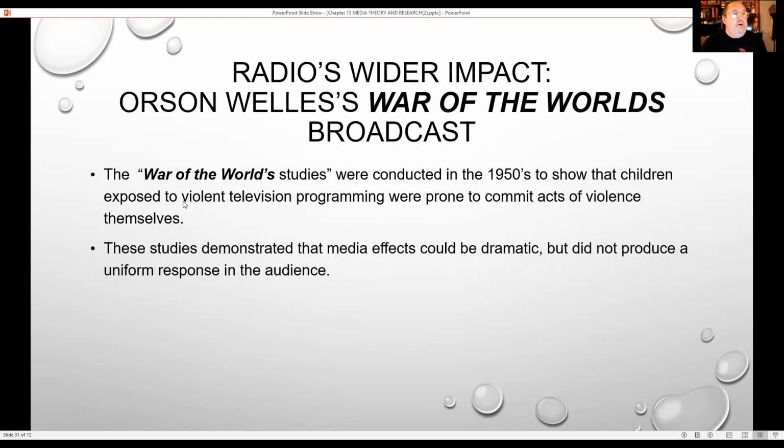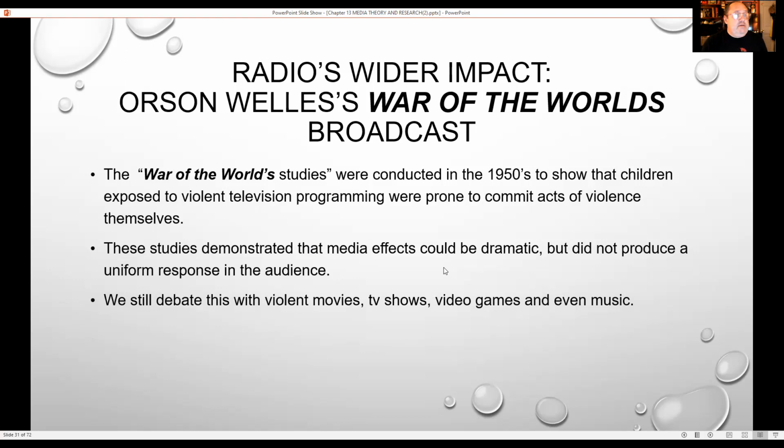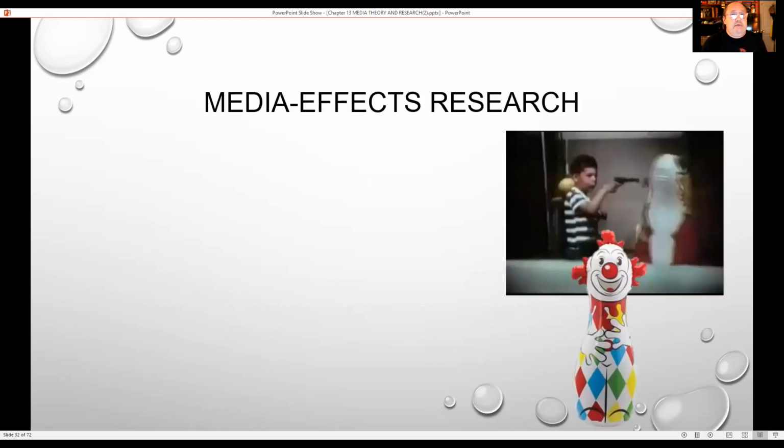to show that children exposed to violent television programming were prone to commit acts of violence themselves. These studies demonstrated that media effects could be dramatic but did not produce a uniform response in the audience. So some people are affected and do copy what they see, but many do not. And thank God, because of all the violent TV and video games out there, there are only some folks that are affected by it.